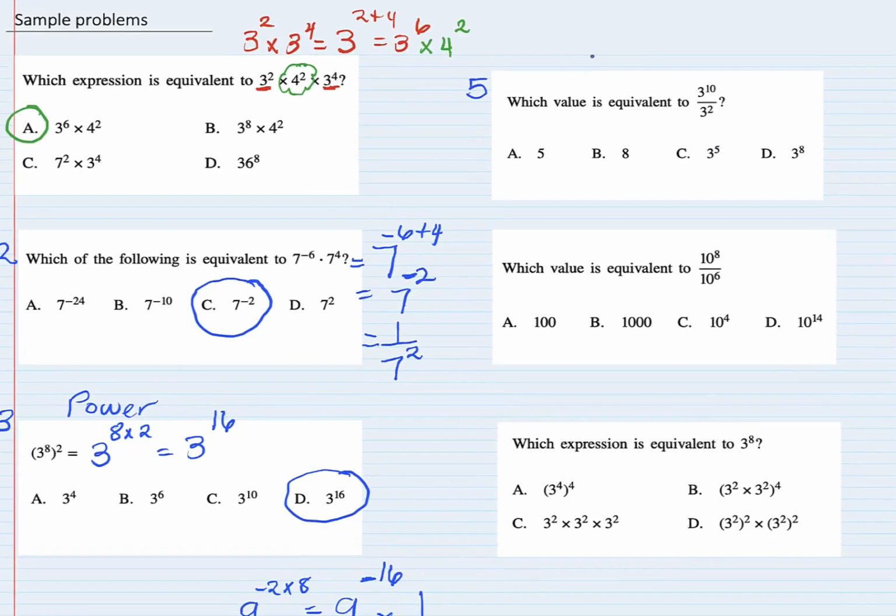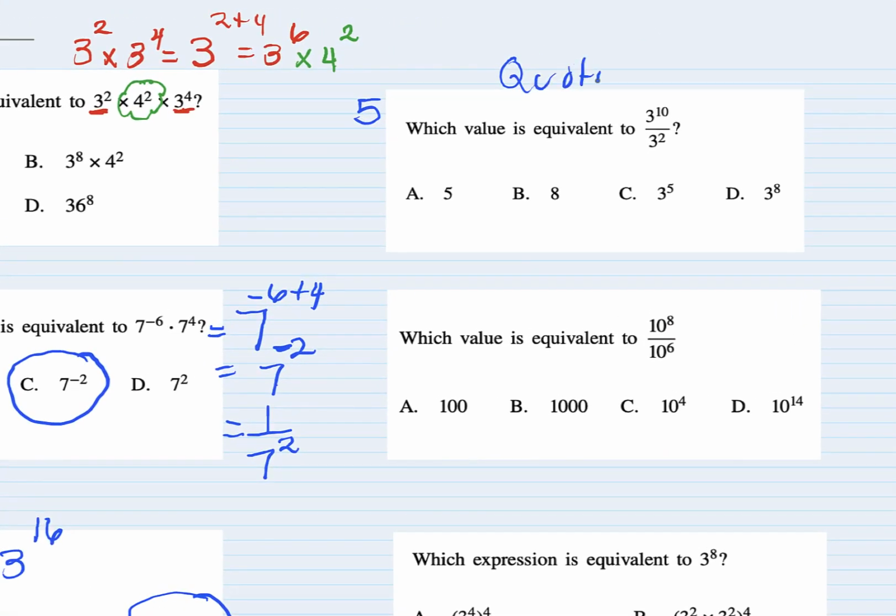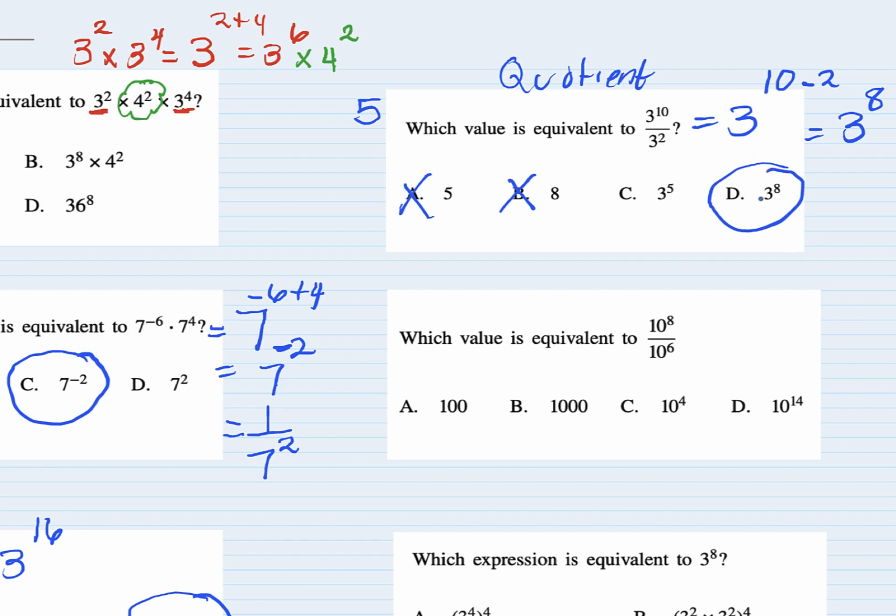Question 5, here we have the quotient rule, and the quotient rule means you're dividing, and if your bases match, you keep your base and you're going to subtract. So this will be 10 minus 2, and this will be 3 to the 8th power. So again, if you were on the GED examination, remember your bases must stay the same. So your answer is not A and it's not B. Remember, you subtract the exponents and your answer is D.